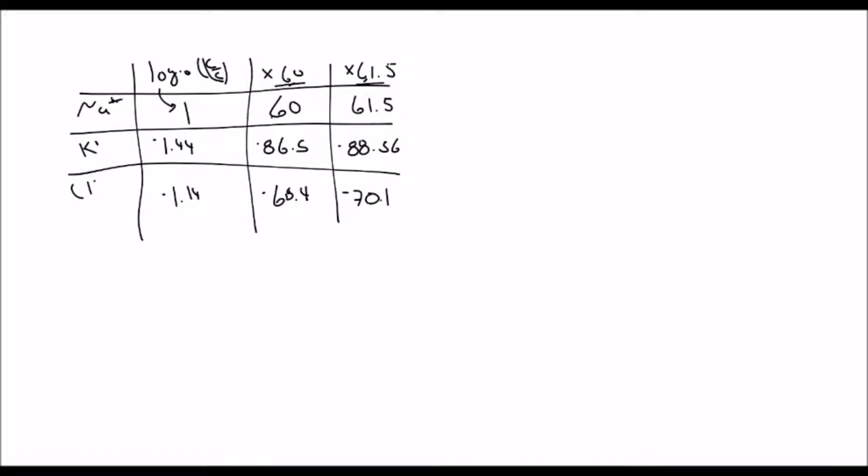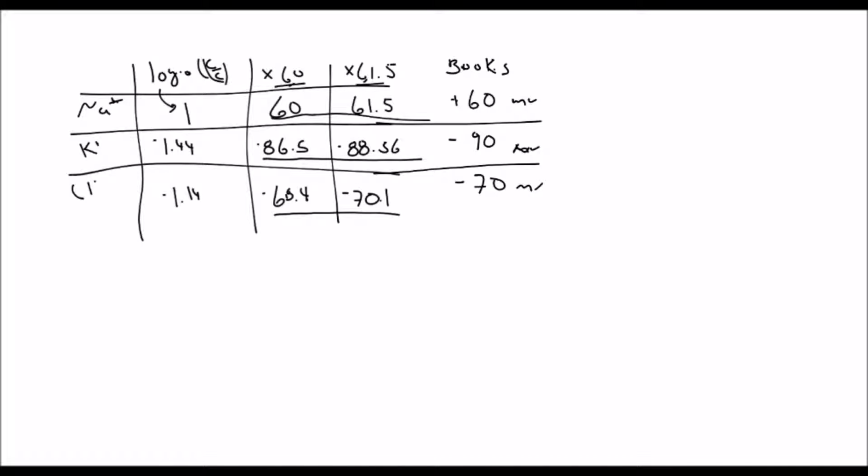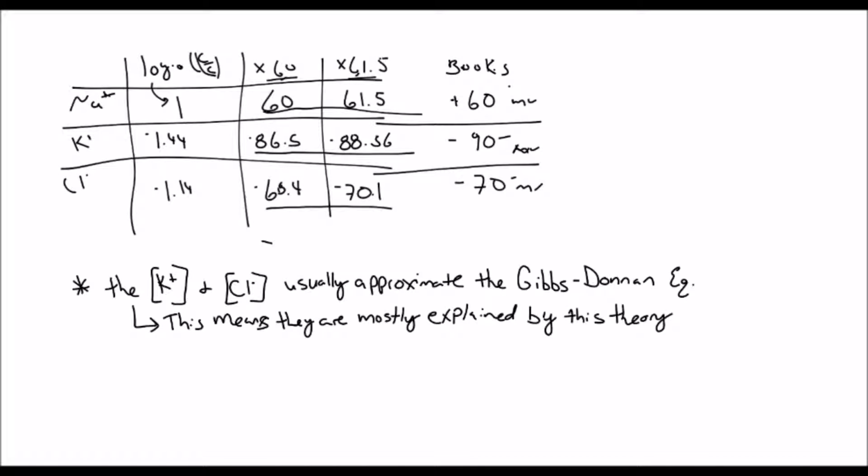So for sodium, we would have a membrane potential either of 60 or 61.5. With potassium between 86 and 88. With chloride between 68 and 70. And so what do the books typically say? The books will typically say sodium's equilibrium potential is +60, potassium's is -90, and chloride's is -70. So the bottom line is the potassium and the chloride ion gradients usually come really close to the Gibbs-Donnan equilibrium, what you would expect from that theory.